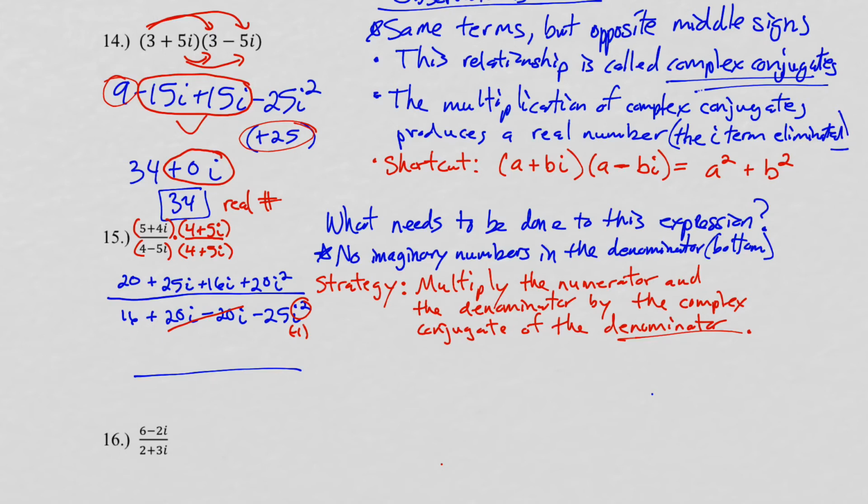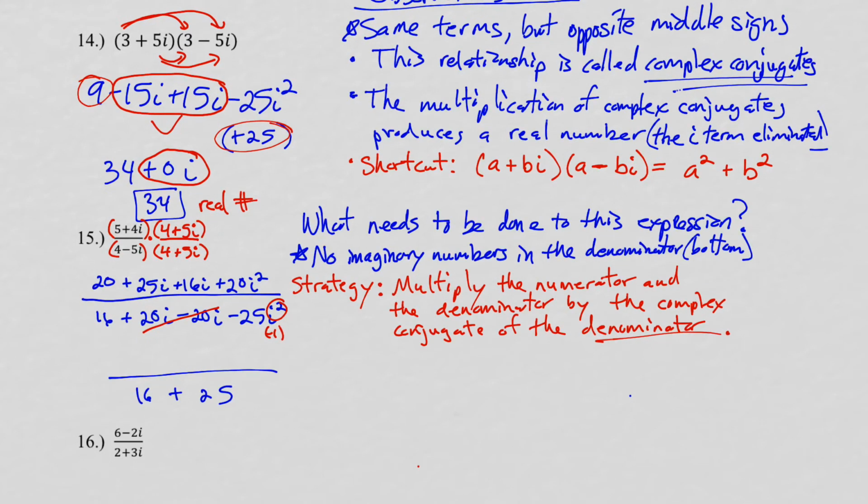It just really looks like this. 16 plus 25. That's kind of where you need to get to mentally. And that's based on what we talked about over here. Okay, a squared plus b squared. All right, so that's how simple the bottom can be. But the top, we do have to clean it up.